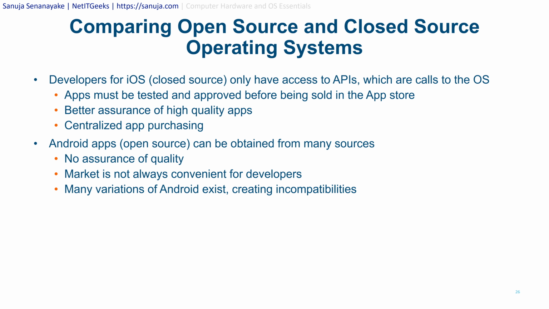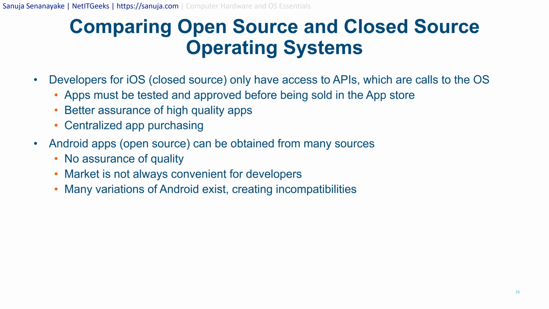Android apps, however, are open source and can be obtained from many sources. There is no assurance of quality on those, especially in those separate open source areas. There is some quality assurance in the Google Play Store, but there is none, especially on some third-party app stores that deal with Android devices. The market is not always convenient for developers because there are many variations of Android as well as many variations of Android devices in the market. As a result, developers need to develop their apps according to those needs and specifications.